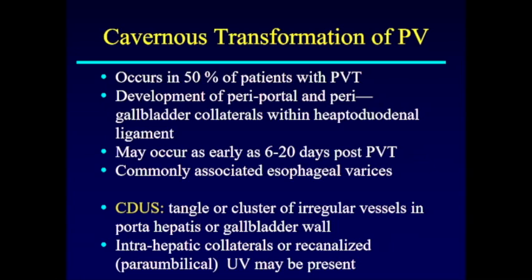What do you see on color Doppler ultrasound? You see a tangle or a cluster of irregular vessels in the region of the porta hepatis and in the gallbladder wall. And you can also see intrahepatic collaterals or recanalization of the paraumbilical portal vein, as Vikram just showed you.